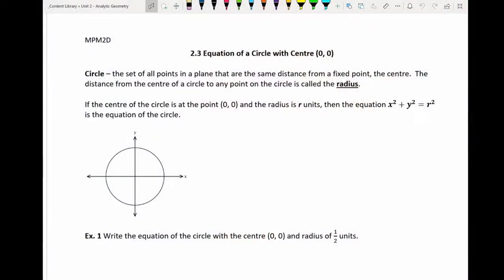In today's note, we are going to be looking at the equation of a circle with center (0, 0), or basically the center is at the origin. Just as a definition, a circle is the set of all points in a plane, so basically in an x and y plane, that are the same distance from a fixed point, the center. The distance from the center of a circle to any point on the circle is called the radius.